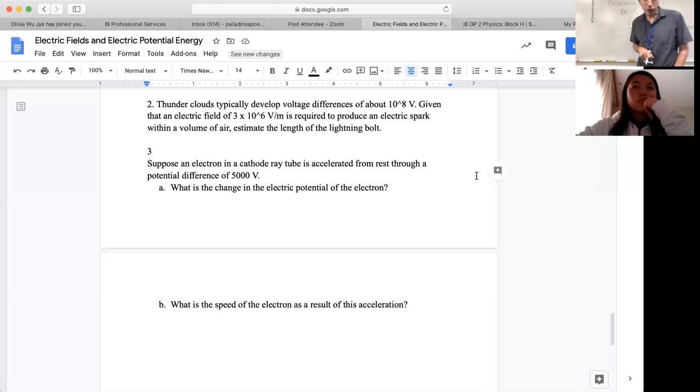And then the second part was, what is the speed of the electron as a result of this acceleration? Here's why I put this formula up on the board, like your conservation of energy. So I'm going to just erase this. Another way to write the same thing is that the change in the kinetic energy plus the change in the electric potential energy, those all add up to be 0, right?